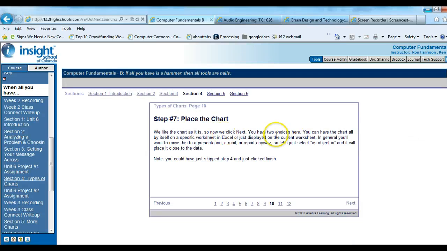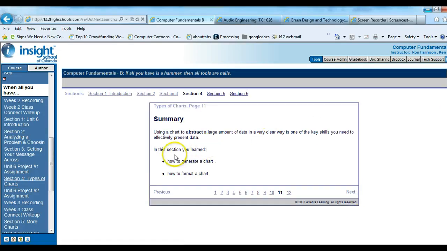And then once you create a chart, you can place it. It'll just go onto your screen, but then you can move it around easily too. So in summary, we looked here at how to generate a chart, how to format a chart by putting in a legend and titles and such.